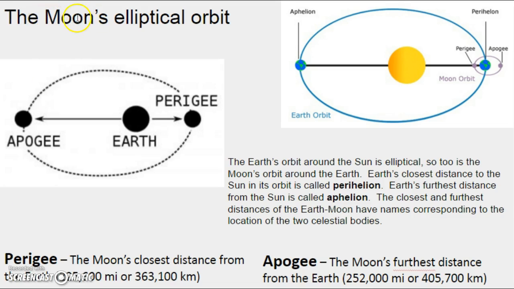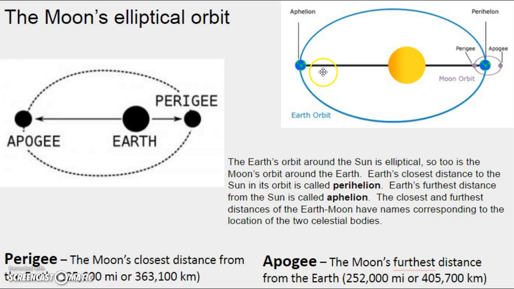So we're going to switch gears here. We're going to look at the moon's elliptical orbit. The Earth's orbit around the sun is elliptical. So too is the moon's orbit around the Earth. Earth's closest distance to the sun in its orbit is called perihelion. We've looked at this here, closest distance. And the Earth's furthest distance from the sun is called aphelion.